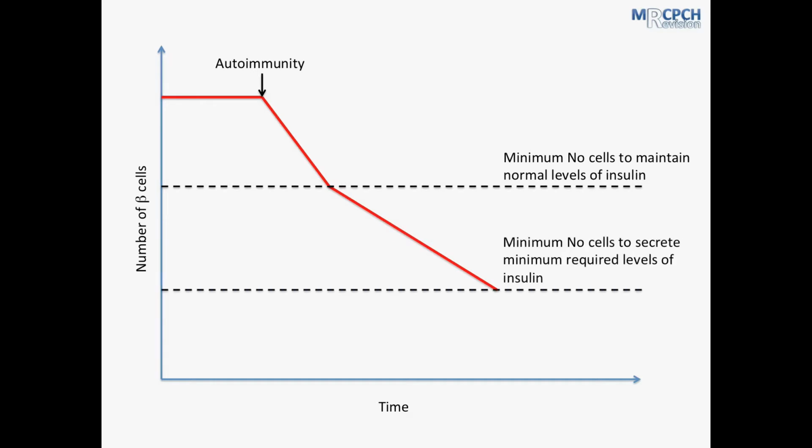So the number of cells falls further, and proportionally we have less insulin, and so we come to a point where we have so few beta cells that we can no longer produce enough insulin to maintain our glucose homeostasis, and it's at this point we begin to suffer symptoms such as polyuria, polydipsia, polyphagia, weight loss, etc.